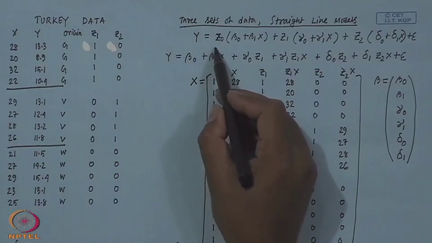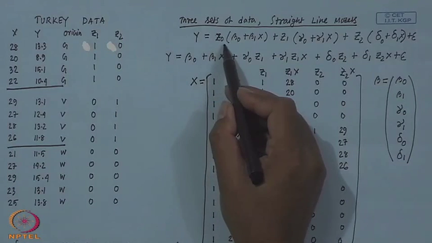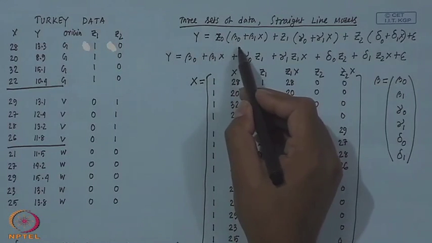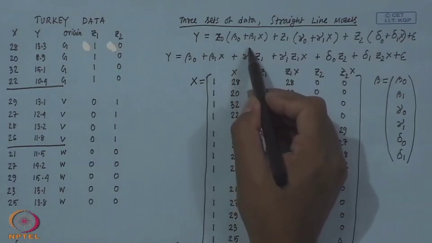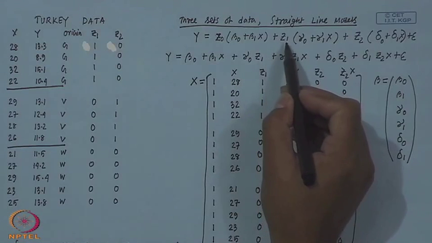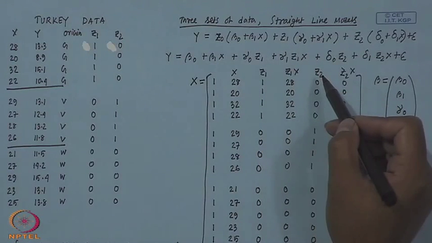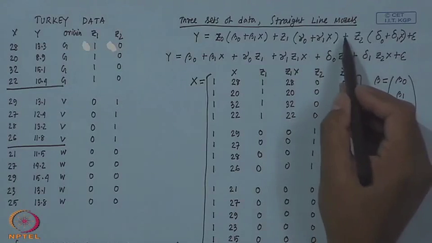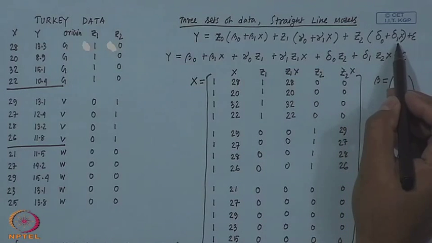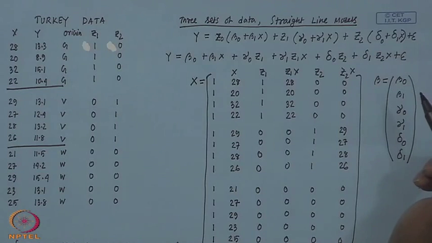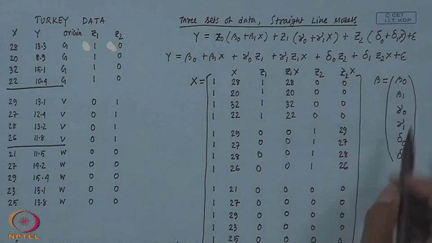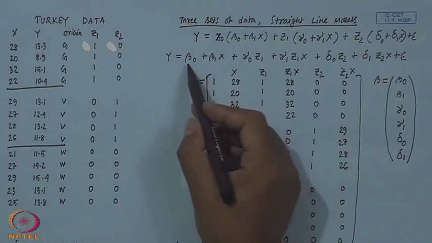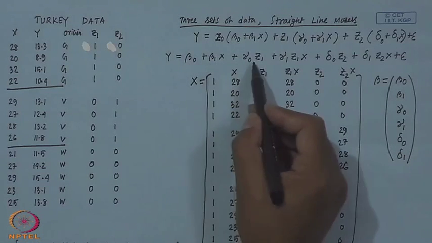So the model you have to consider, the general model, is this one: z naught into beta naught plus beta 1 x, plus z 1 into gamma naught plus gamma 1 x, plus z 2 into delta naught plus delta 1 x, plus epsilon. Here z naught, or you can call it x naught also, no problem. So, this can be rewritten in this way. Now, I will explain how to estimate these regression coefficients.